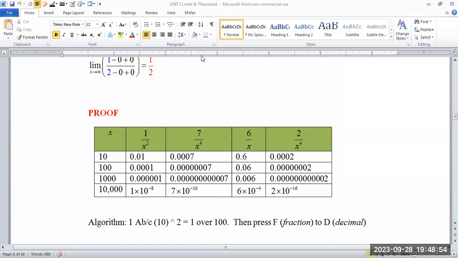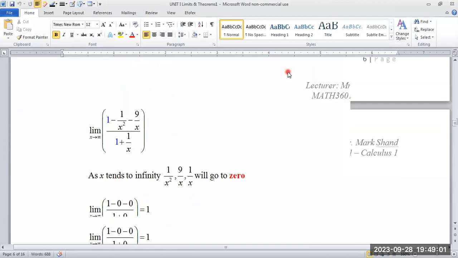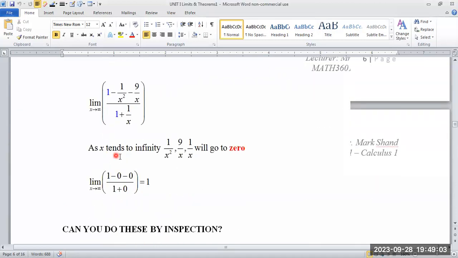Tells you which one is moving slow, which one is moving fast. Now, you may wonder why I'm showing you something like that. I'm showing you that because when I say to you, as x tends to infinity, all of these will go to zero. I have just proven to you that when x becomes infinitely large, because the numerators are constant, all of these will go to zero.